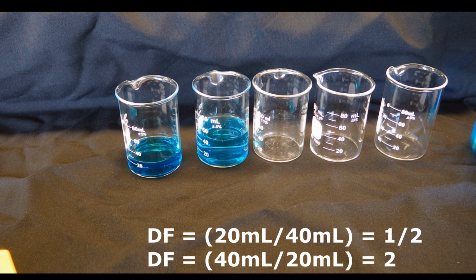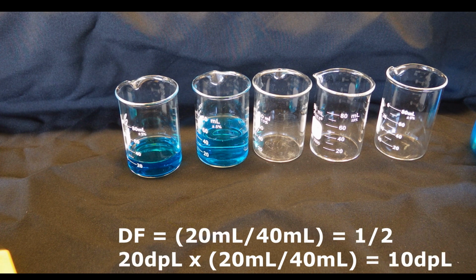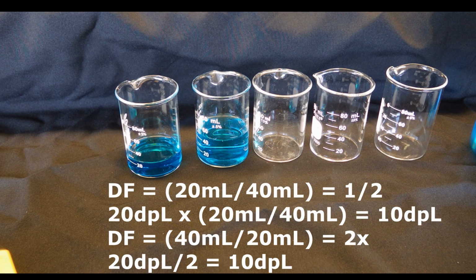Take your initial concentration, 20 drops per liter, and multiply by 20 over 40, which is a half, gives you 10 drops per liter. Your final concentration is 10 drops per liter. Or if you prefer, take your 20 drops per liter and divide it by the dilution factor of 40 over 20, divided by 2, and you have 10 drops per liter. Don't memorize a formula, just make sense of it. You'll get it right every time.